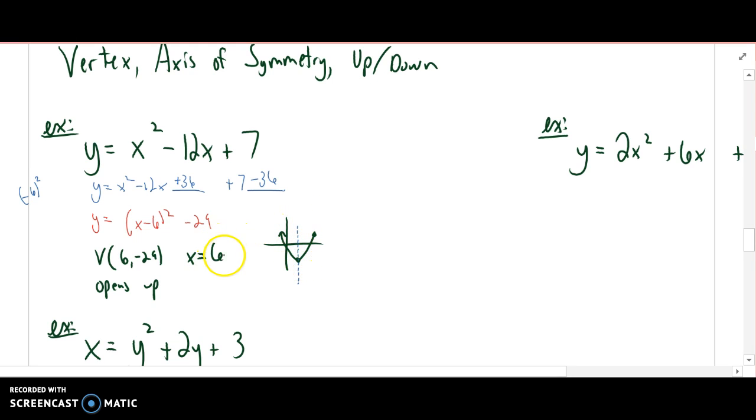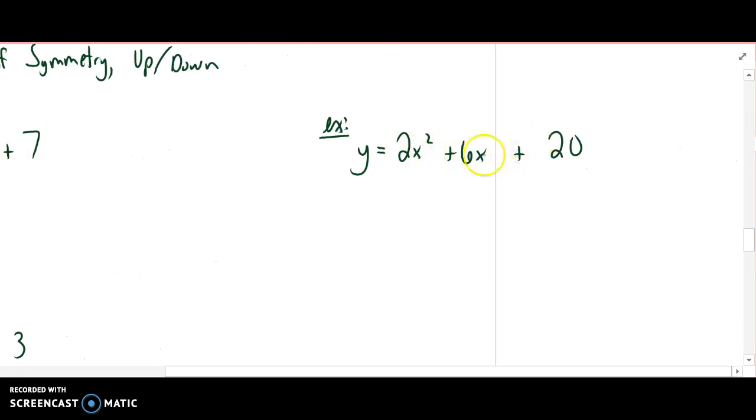So it's no coincidence that the x value of our vertex and the x value of our axis of symmetry are going to be exactly the same. So here's our vertex, our axis of symmetry, and it is opening up. This one has the same type of equation.